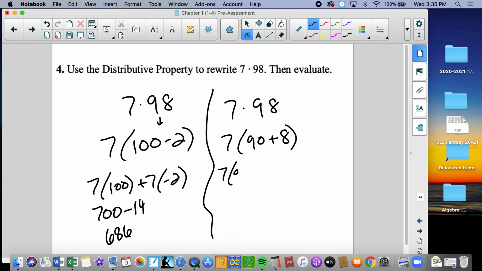Another way you could have done it, 7 times 98, I don't mind this, 90 plus 8. So that's 7 times 90 plus 7 times 8. I know what 7 times 90 is, 630, and 7 times 8 is 56, and we still would get 686. Both of those are okay. I'd actually be impressed to see the right one. Most of you, I would assume, would do the left one.